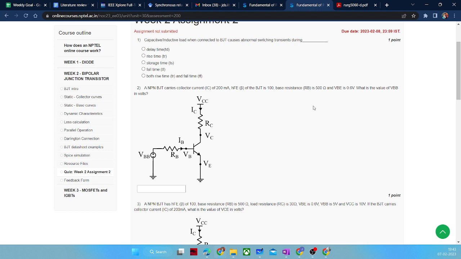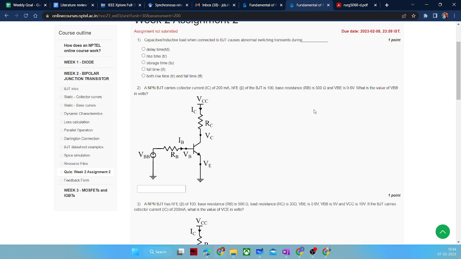VCE sat, if you are not able to compute, you can directly take the standard value, that is 0.2 volt, if you are not getting any way to compute. If there is a way, you need to go through that. But generally, VCE sat you can consider as 0.2 volt. Just like that, you take forward voltage as 0.7 or 0.6 volt in silicon devices.